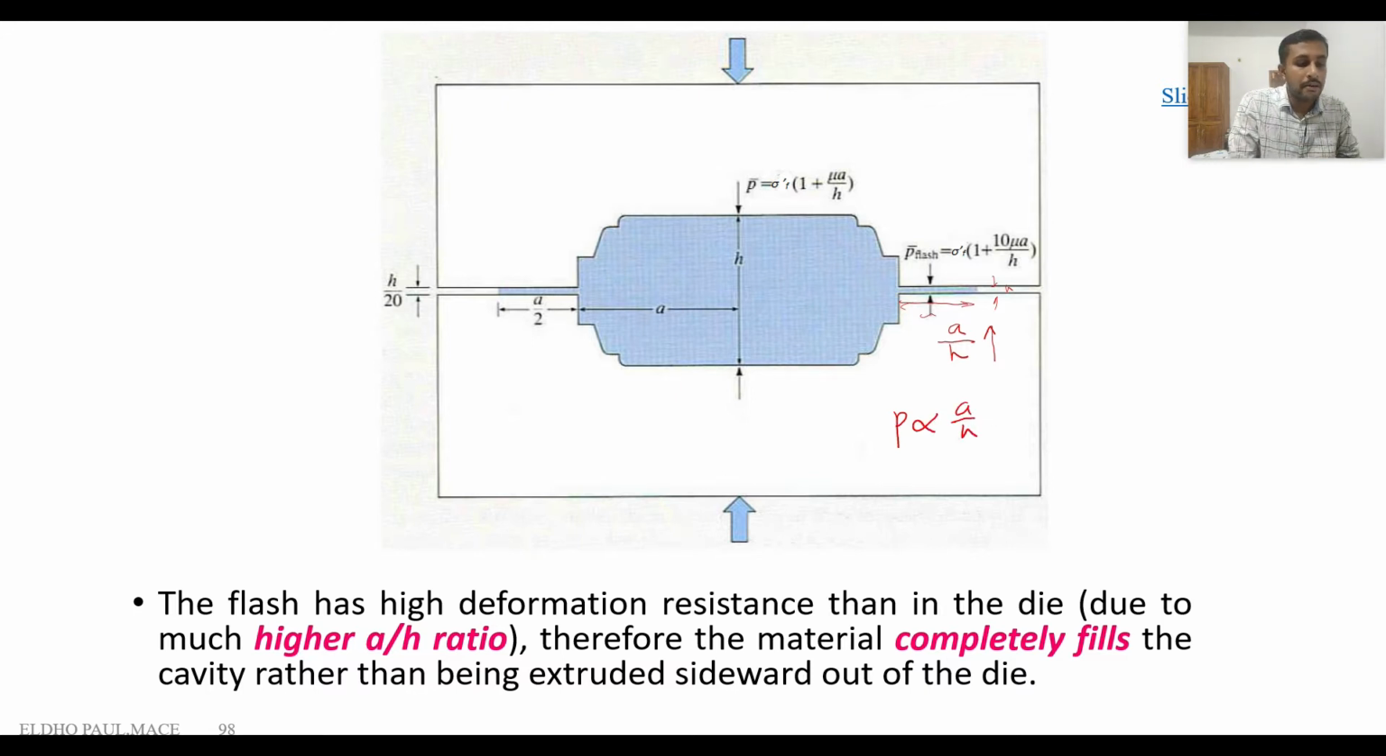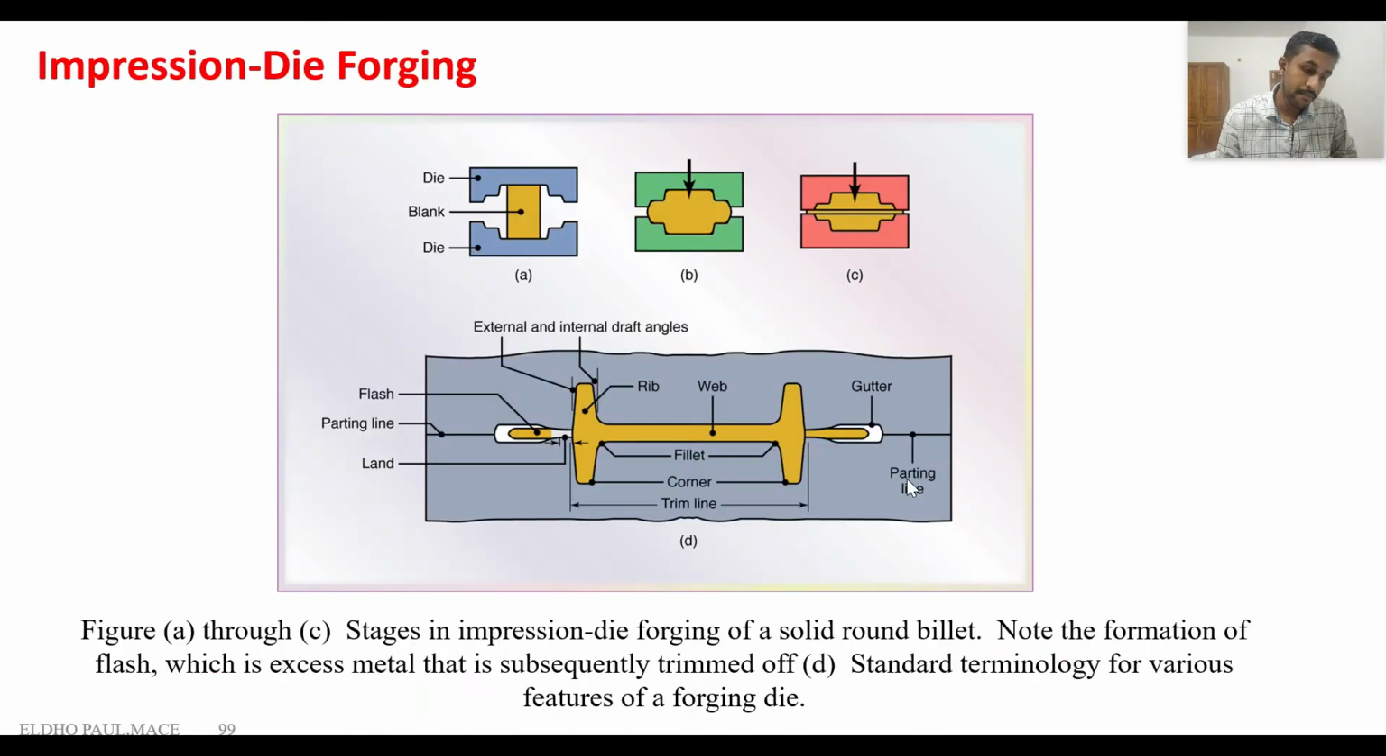So any material flow or metal flow in the flash region requires a huge amount of pressure compared to the area in the bulk region or in the cavity region. So this flash formation allows the material to completely fill the entire region of the cavity before moving through the flash region. So this flash ensures the complete fill of the cavity in case of impression die forging.